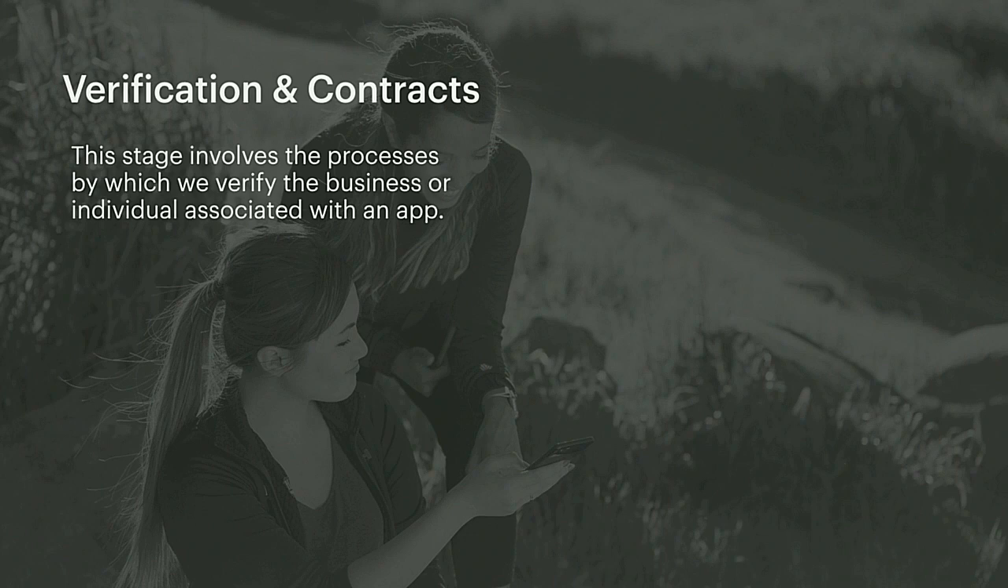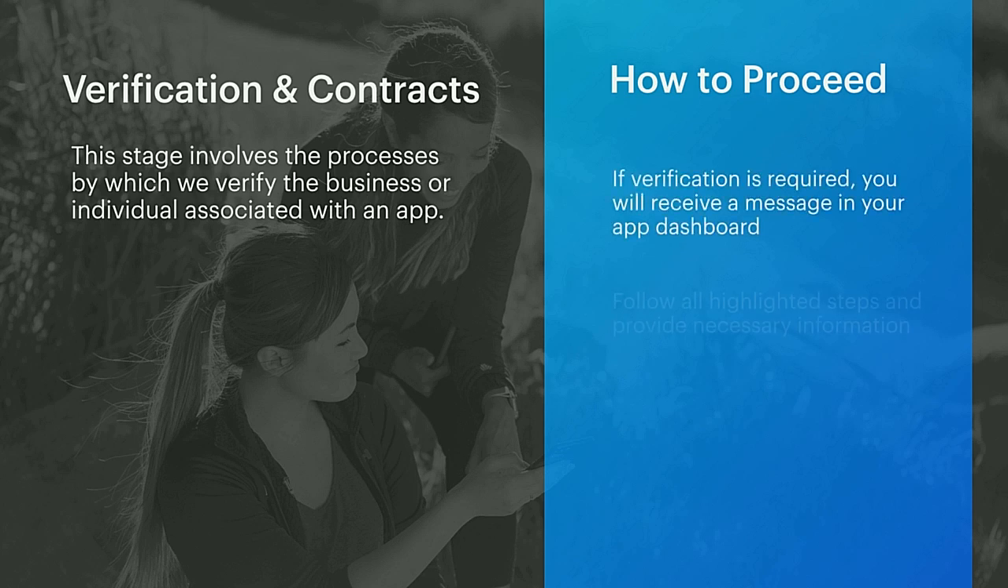Now, let's briefly discuss the app verification phase. As previously mentioned, the business or individual verification processes allow Facebook to verify the individual or business associated with an app. If verification is required, you'll receive a message in the Alerts tab of the app dashboard. This message will guide you through the necessary steps in order to become verified.